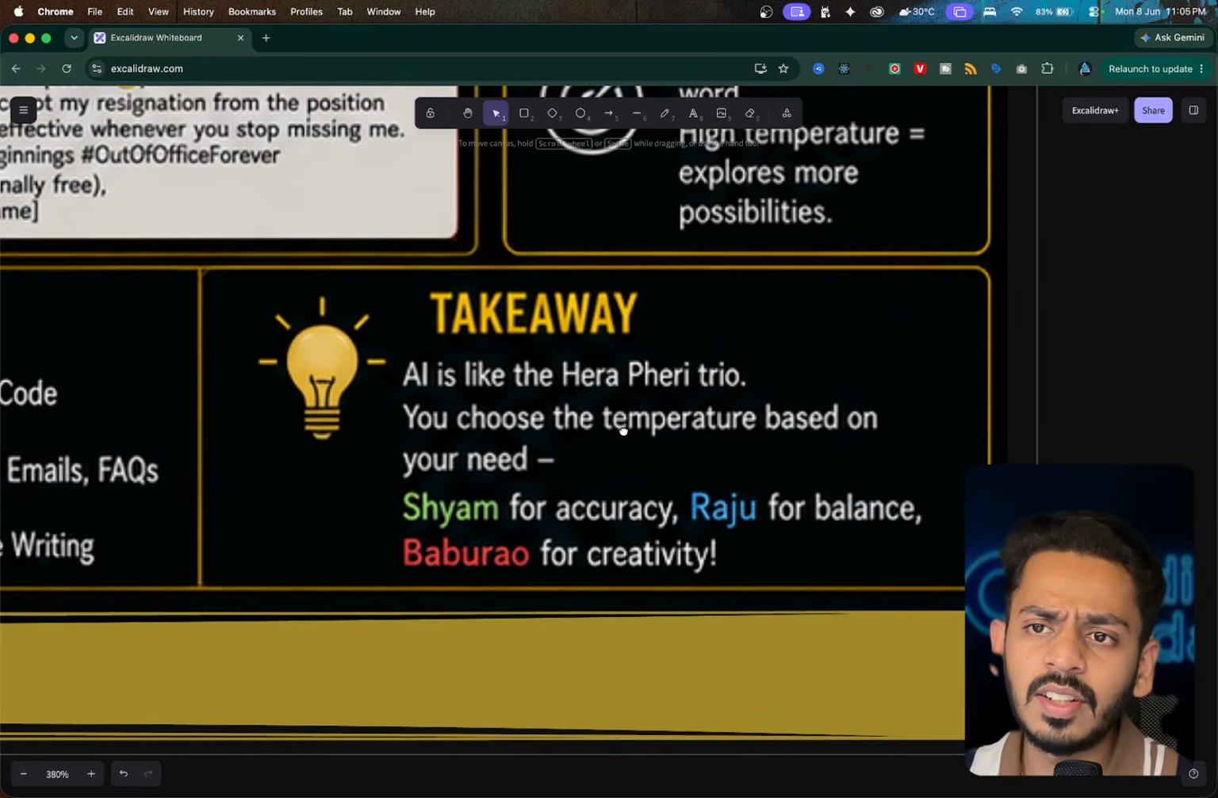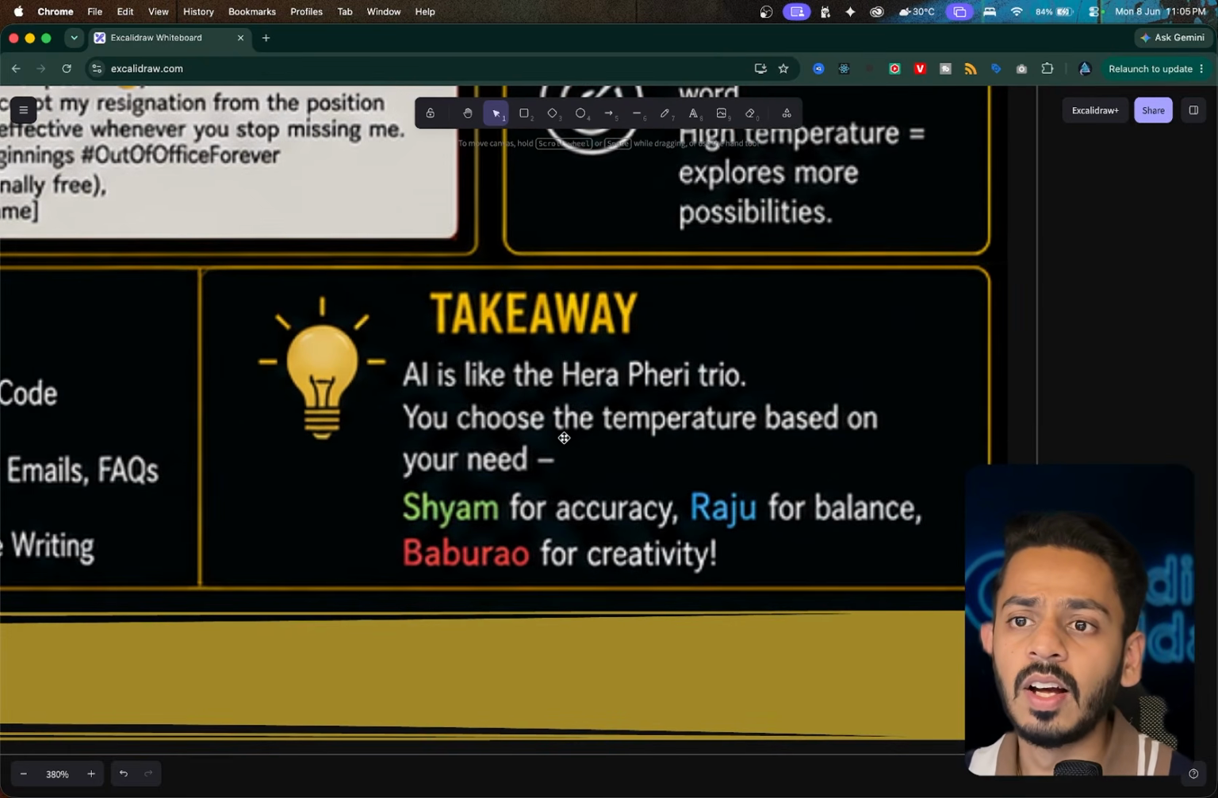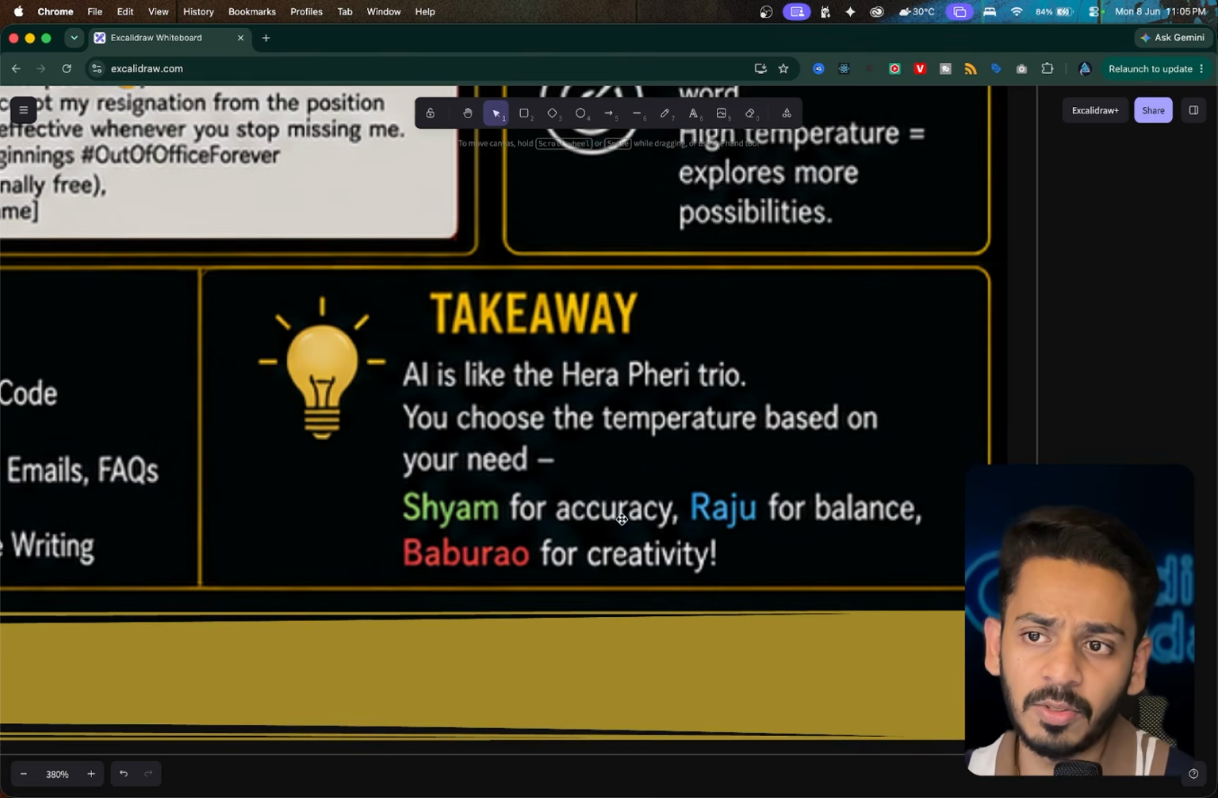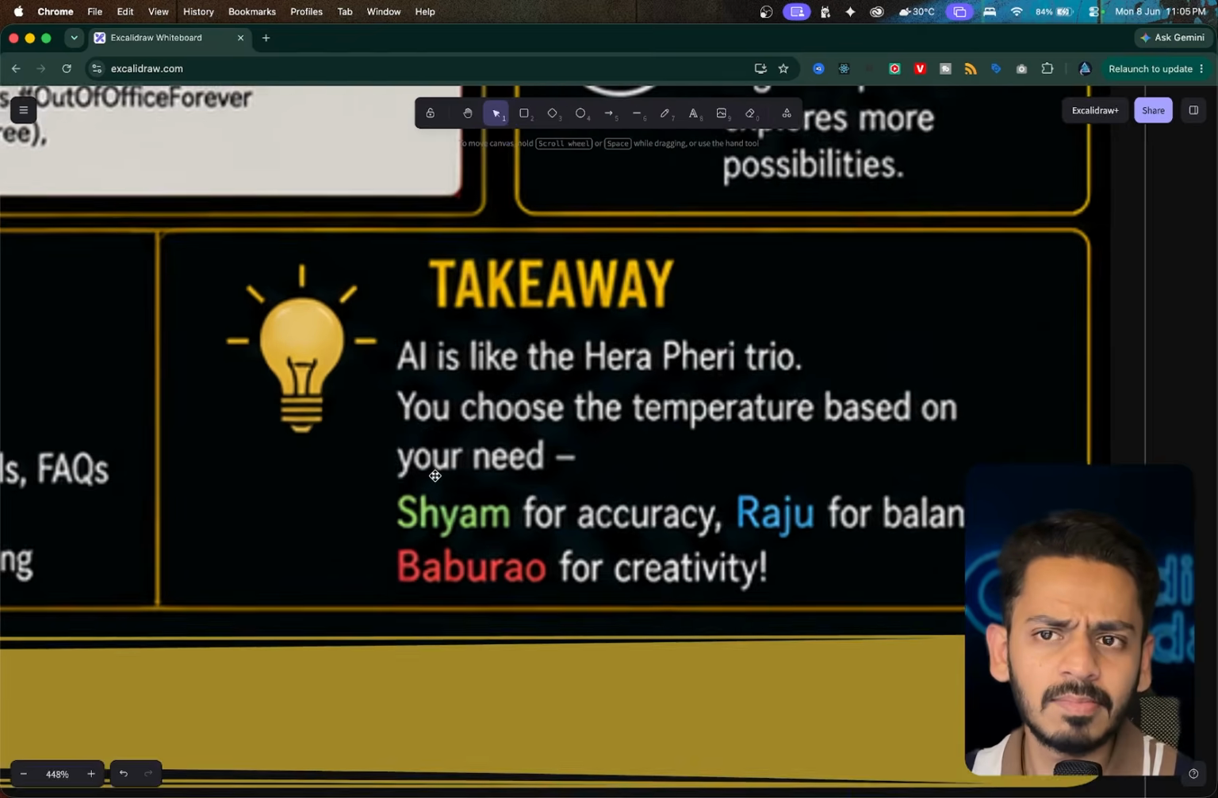Next, the key takeaway here is that AI is like the Hera Pheri trio. You choose the temperature based on your need. Shyam for accuracy, Raju for balance, and Babu Rao for creativity.